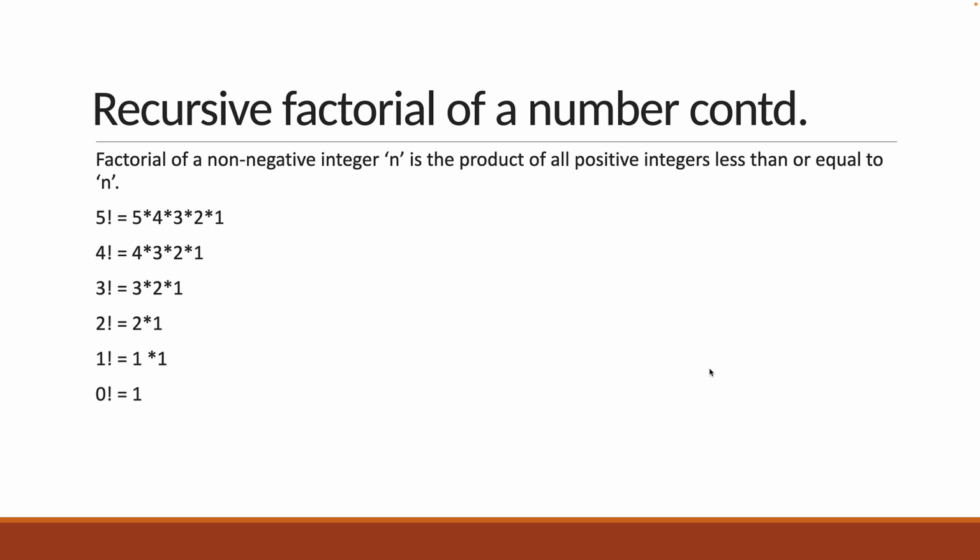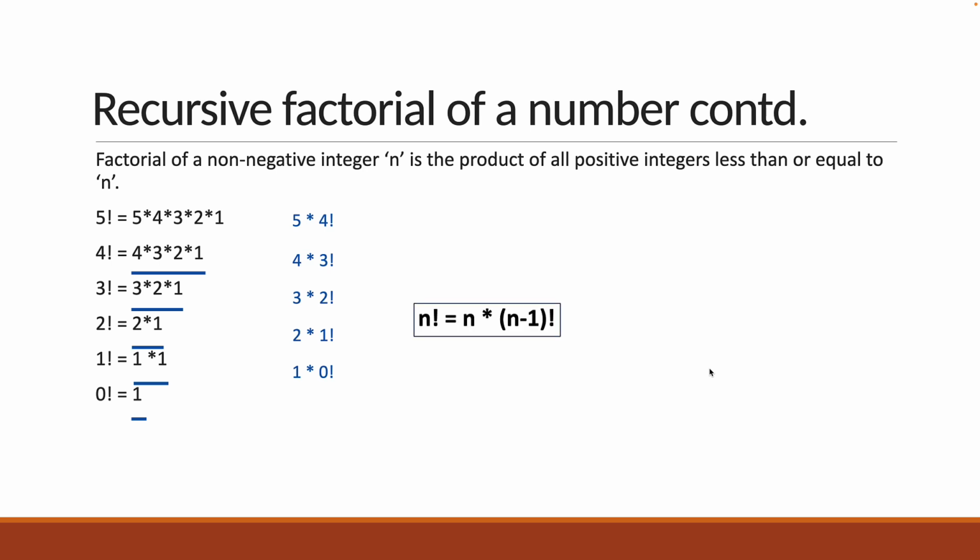Let's now try to identify a pattern. Leaving aside 0 factorial, we can see that 1 factorial is 1 multiplied by 0 factorial, and 2 factorial is 2 multiplied by 1 factorial. Similarly, 3 factorial is 3 multiplied by 2 factorial, 4 factorial is 4 multiplied by 3 factorial, and 5 factorial is 5 multiplied by 4 factorial. If we generalize this, we can say that n factorial is equal to n multiplied by n minus 1 factorial.